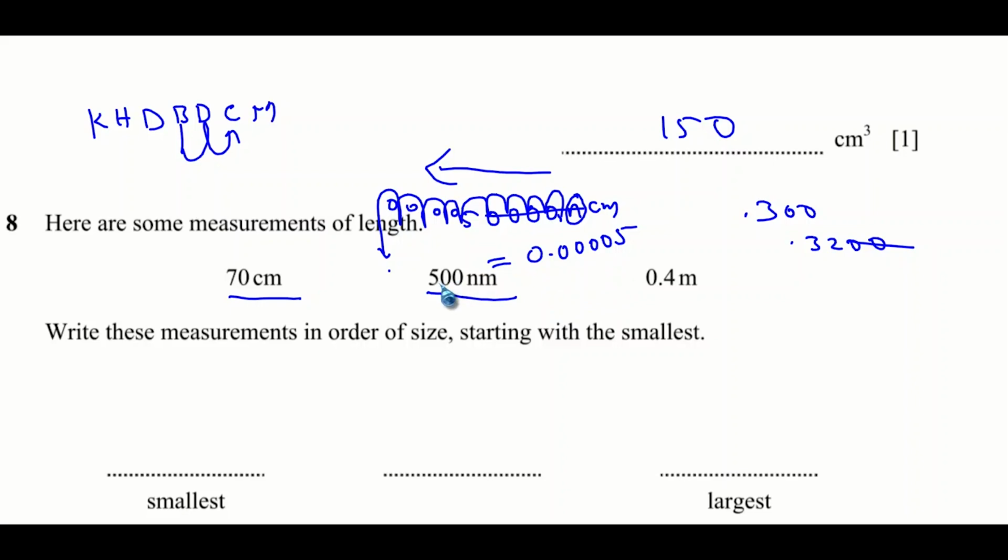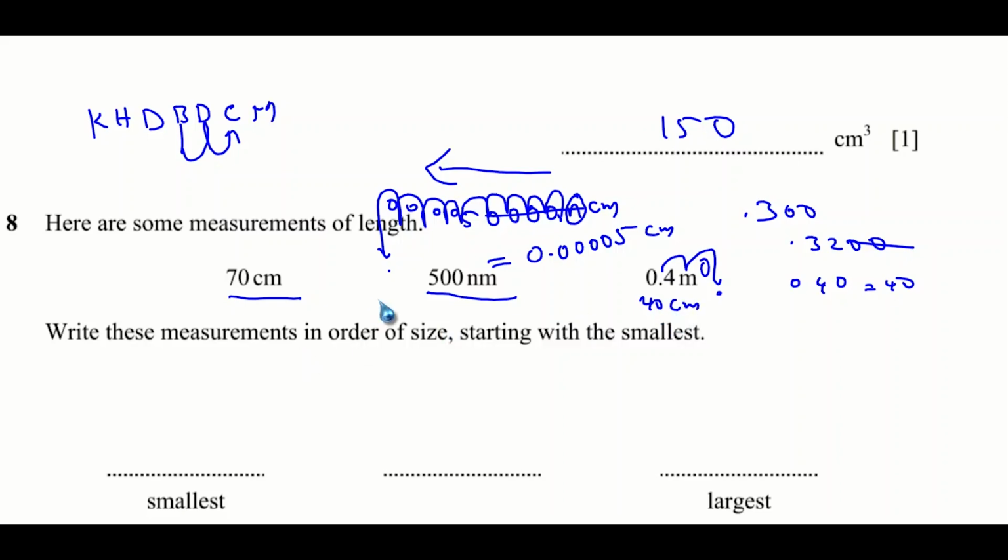So this 500 nanometers is the same as 0.000005 centimeters. Of course for 0.4 meters, you have to shift the decimal point twice in this direction. So from here it will be 1 and 2. The decimal point is now here, so you can fill up this with 0. So you have 040, which is the same thing as 40. So this will be 40 centimeters.